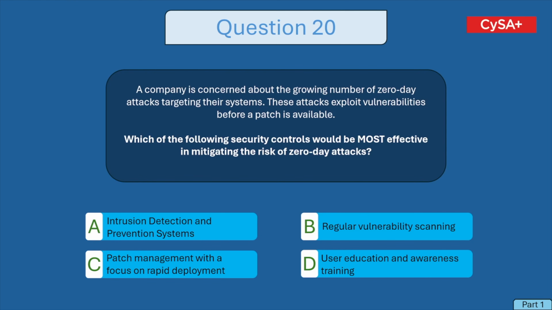For A, an intrusion detection system and an intrusion prevention system can work based on network behavior, which could prevent a potential zero-day before it even happens. So out of all of these, I'm going to go with A. It makes the most sense.